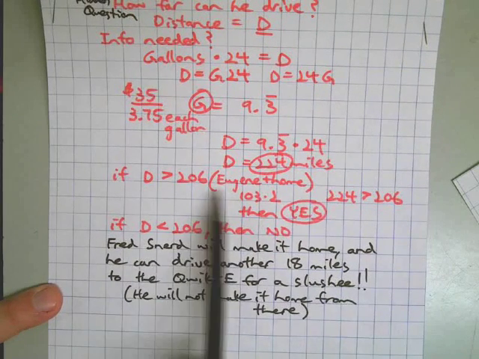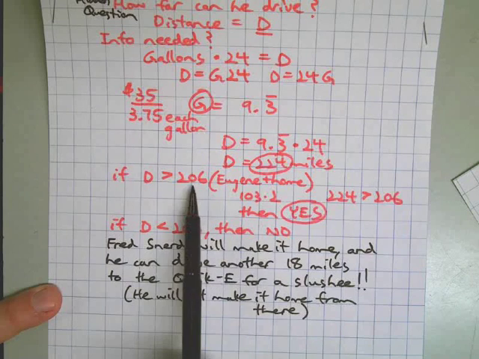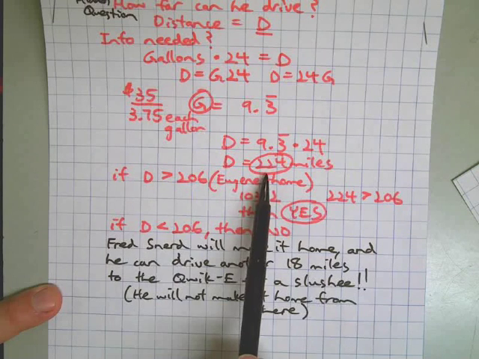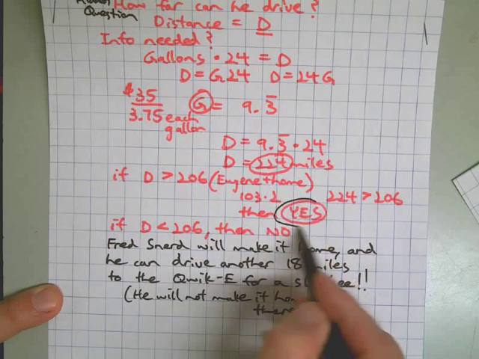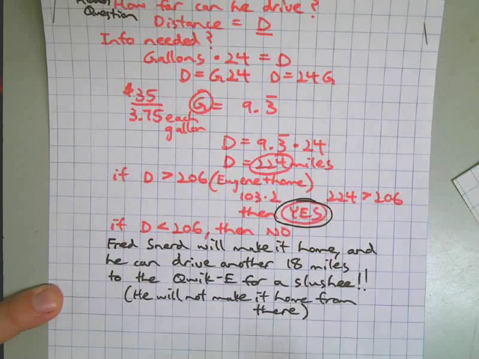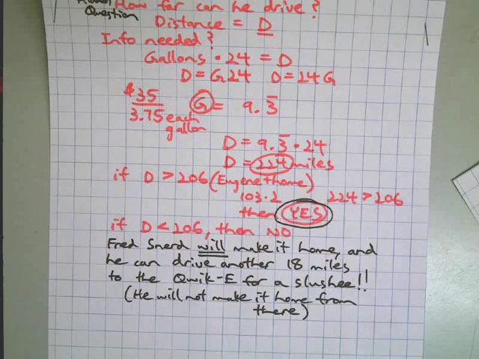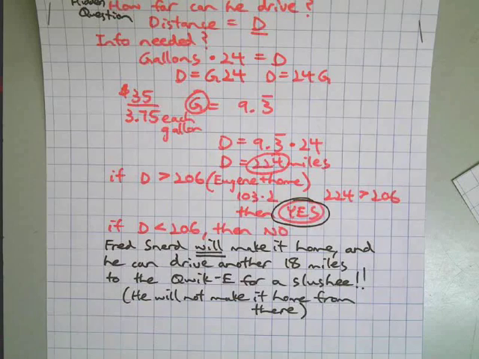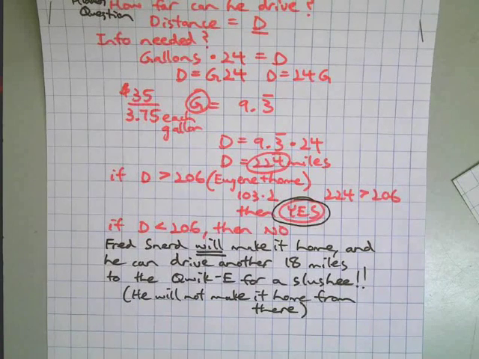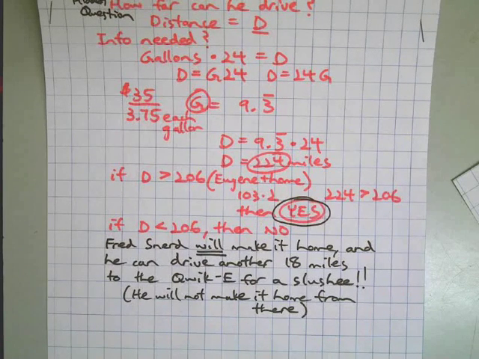The round trip to Eugene and home is 103 times 2. Our answer was either greater than or less than that. It happened to be greater than. So to answer our question with a positive, he will make it home. That answers the question. Everything else you want to add is creative and fun and has nothing to do with your math skills. So feel free to have fun.